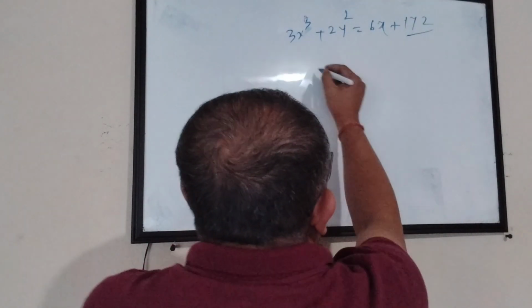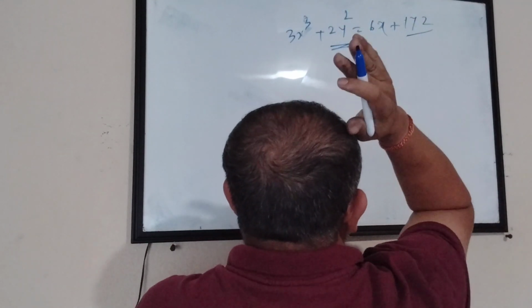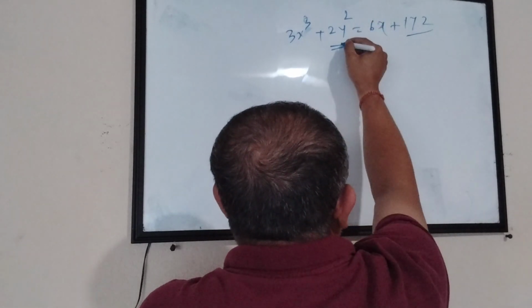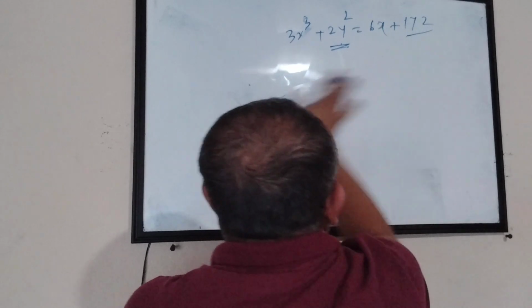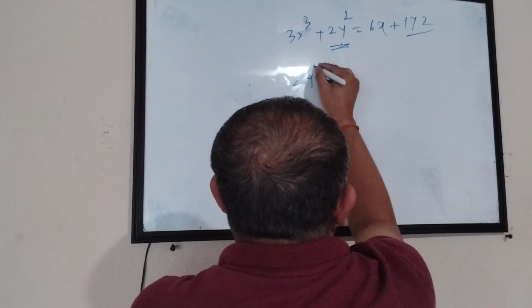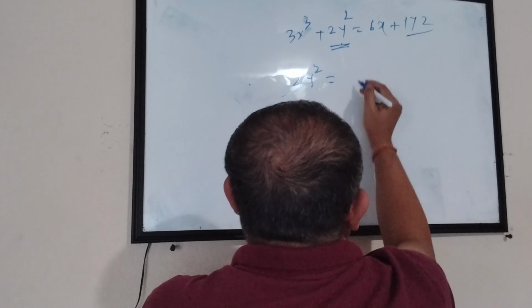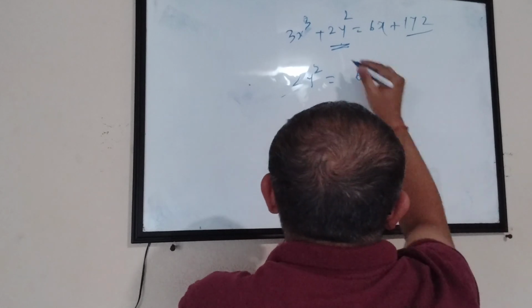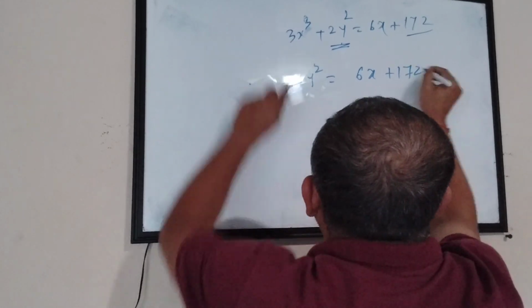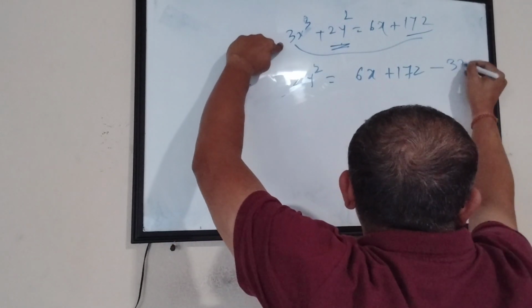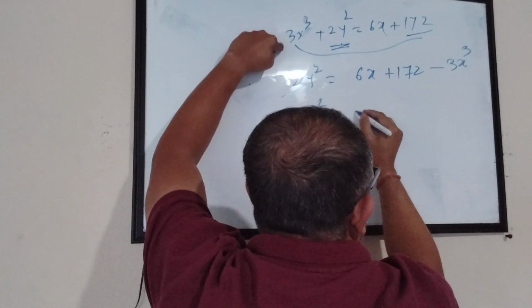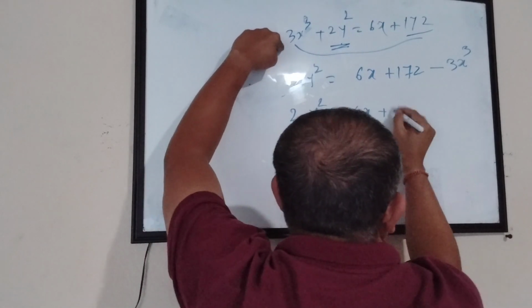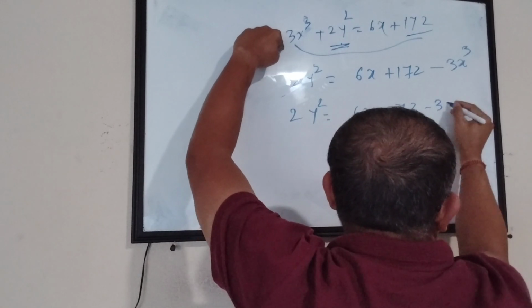If I say convert this into a function form, it's very simple. As soon as I see function form, that means I have to convert this into y equals something. That's my end goal. Let's do it quickly. Let's keep 2y squared on one side and move everything else. 6x plus 172, and then this moves and becomes minus 3x cubed. So 2y squared equals 6x plus 172 minus 3x cubed.